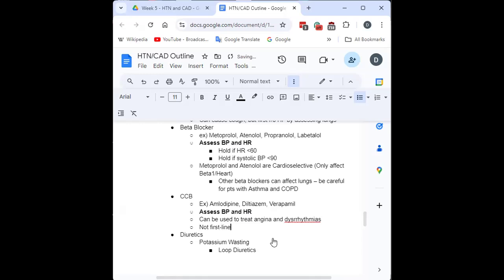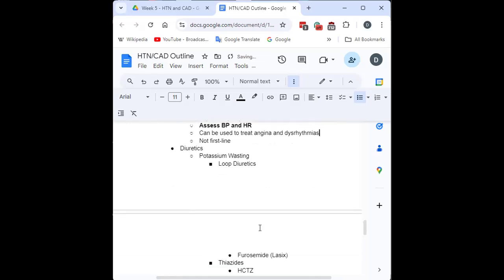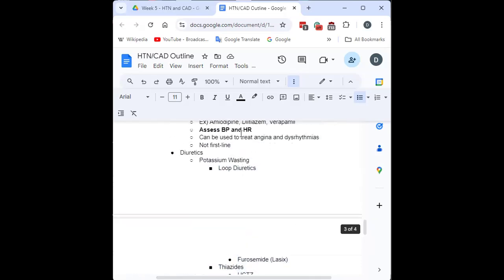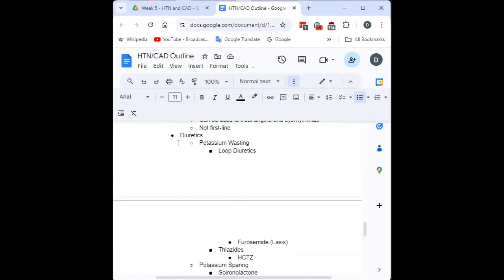Then on to diuretics. Yeah, you pretty much have it in order, but your diuretics are the only thing where I was like, those go higher on the list. Yeah, they go higher. But you can keep it like that, it's fine.